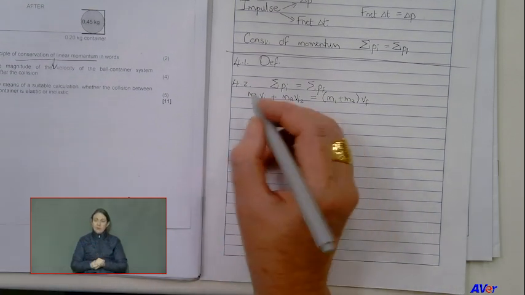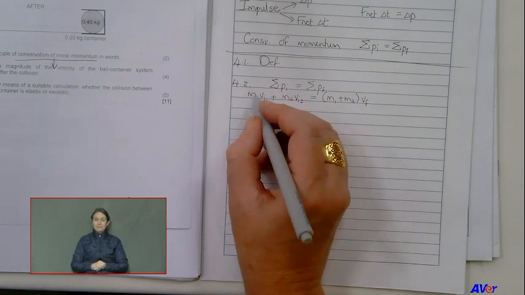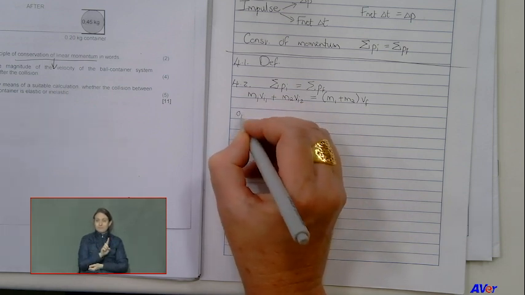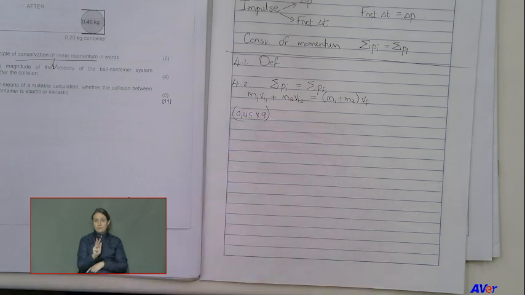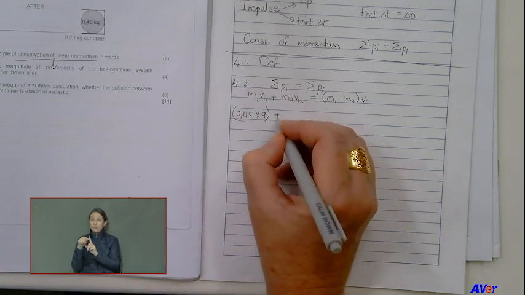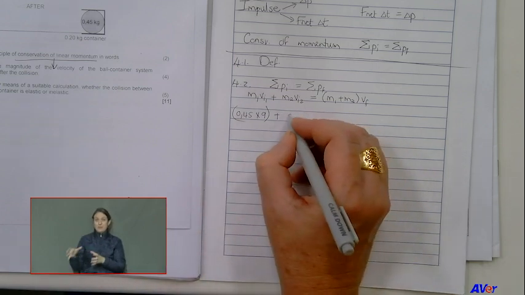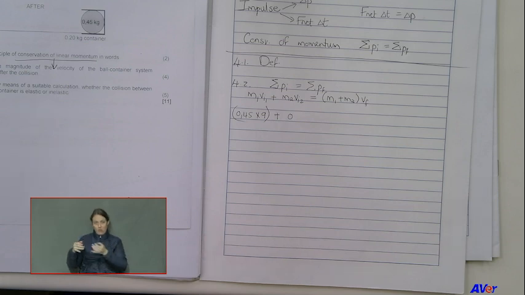Okay, so now I put in the values. M1 will be 0.45 times 9. And the 9 was moving to the right, so it's positive 9. Initially, the container was at rest, so it was standing still. You have to put in the zeros, because zeros get marks.